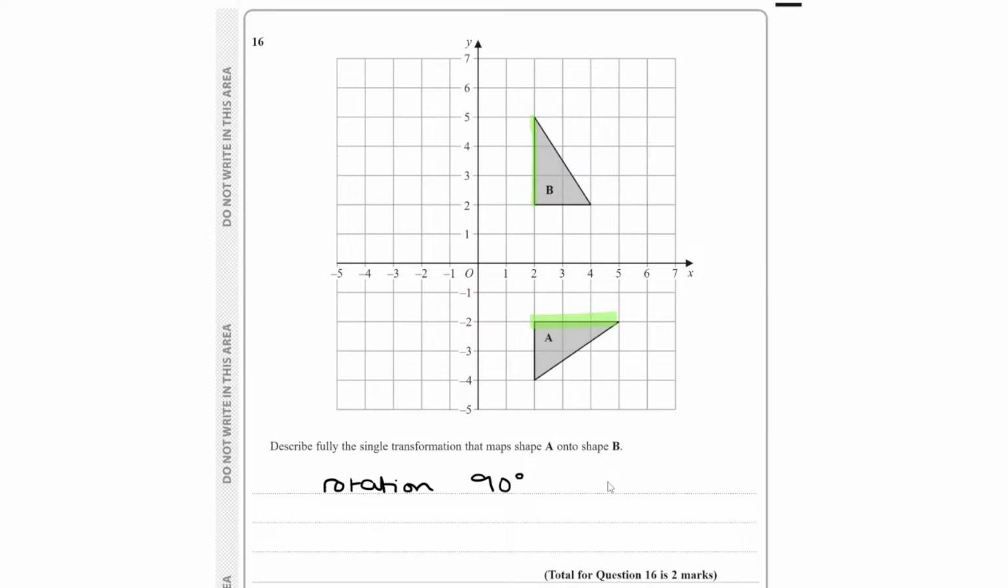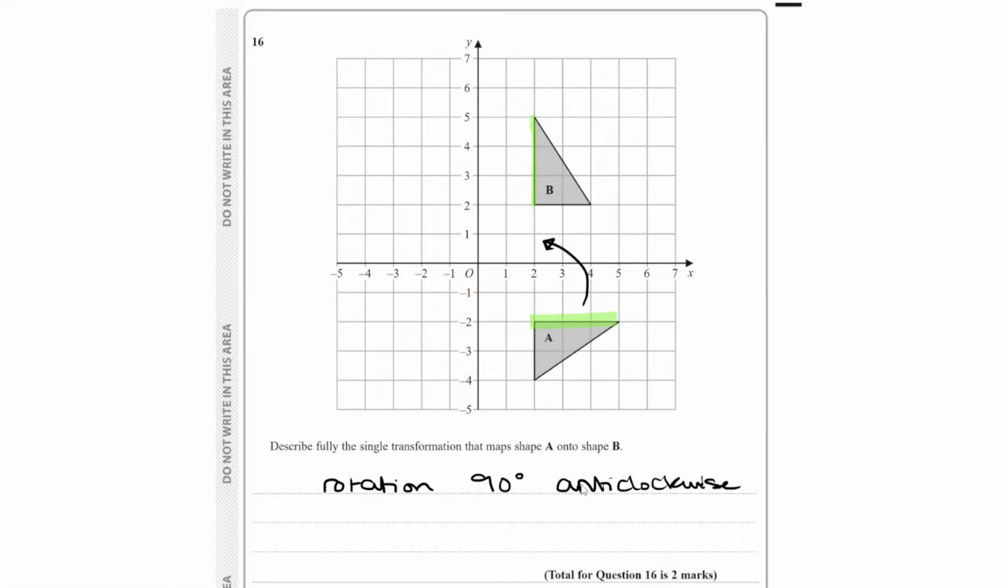Now, if it is 90 degrees, you do have to specify, is it clockwise or anti-clockwise? And I would say because we're going from A to B, it's going that way, isn't it? It's going kind of backwards. So that is anti-clockwise. If it's 180 degrees, you don't have to say clockwise or anti-clockwise because it would happen either way. It doesn't really matter.